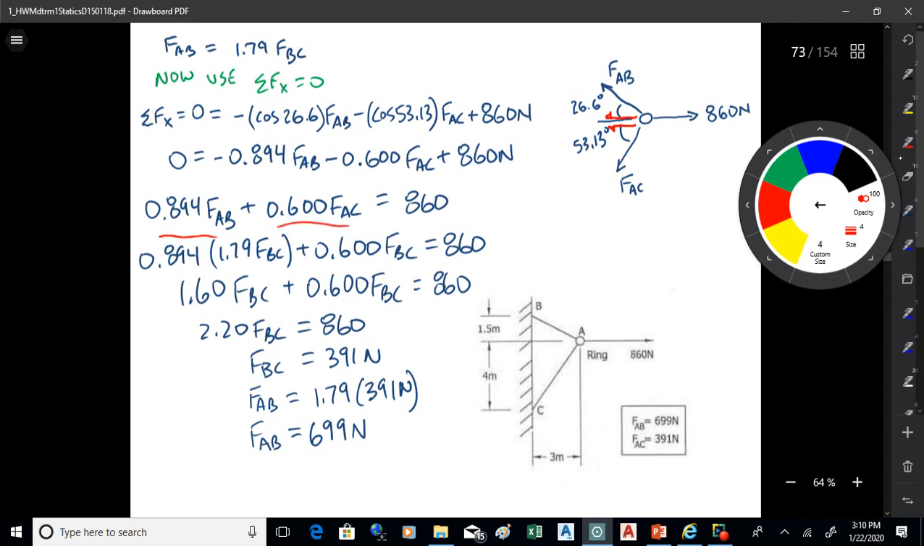But I know that AB is 1.79 times BC, so I can just put that down there. That'll get me one equation with just FBC, and I can solve for FBC. It's 391. Put that back into that original relationship there. FAB is 1.79 times the 391. It's 699.